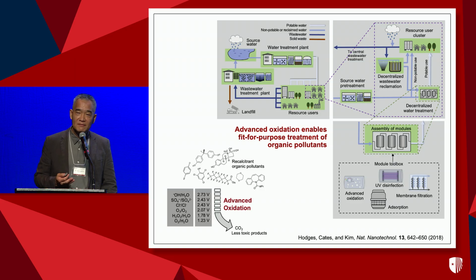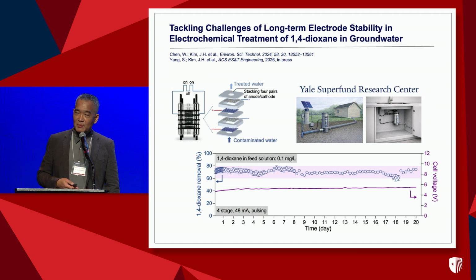There are many different types of advanced oxidation processes, and we are talking about more modular approaches, smaller scale that can be well distributed. One of the research projects that we've been doing related to Long Island under the Yale Superfund Research Center is to develop this electrochemical cell to destroy pollutants such as 1,4-dioxane, which is somewhat prevalent across many areas.